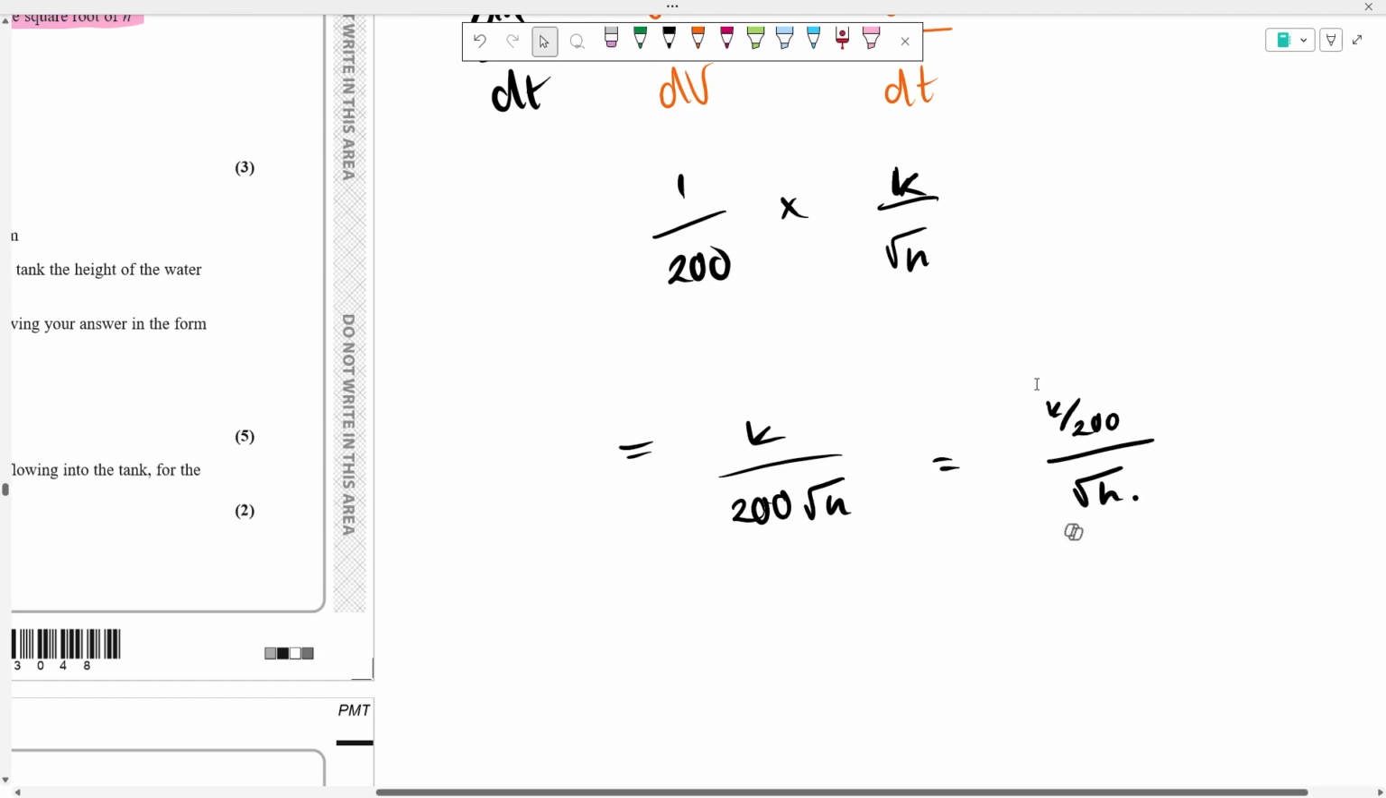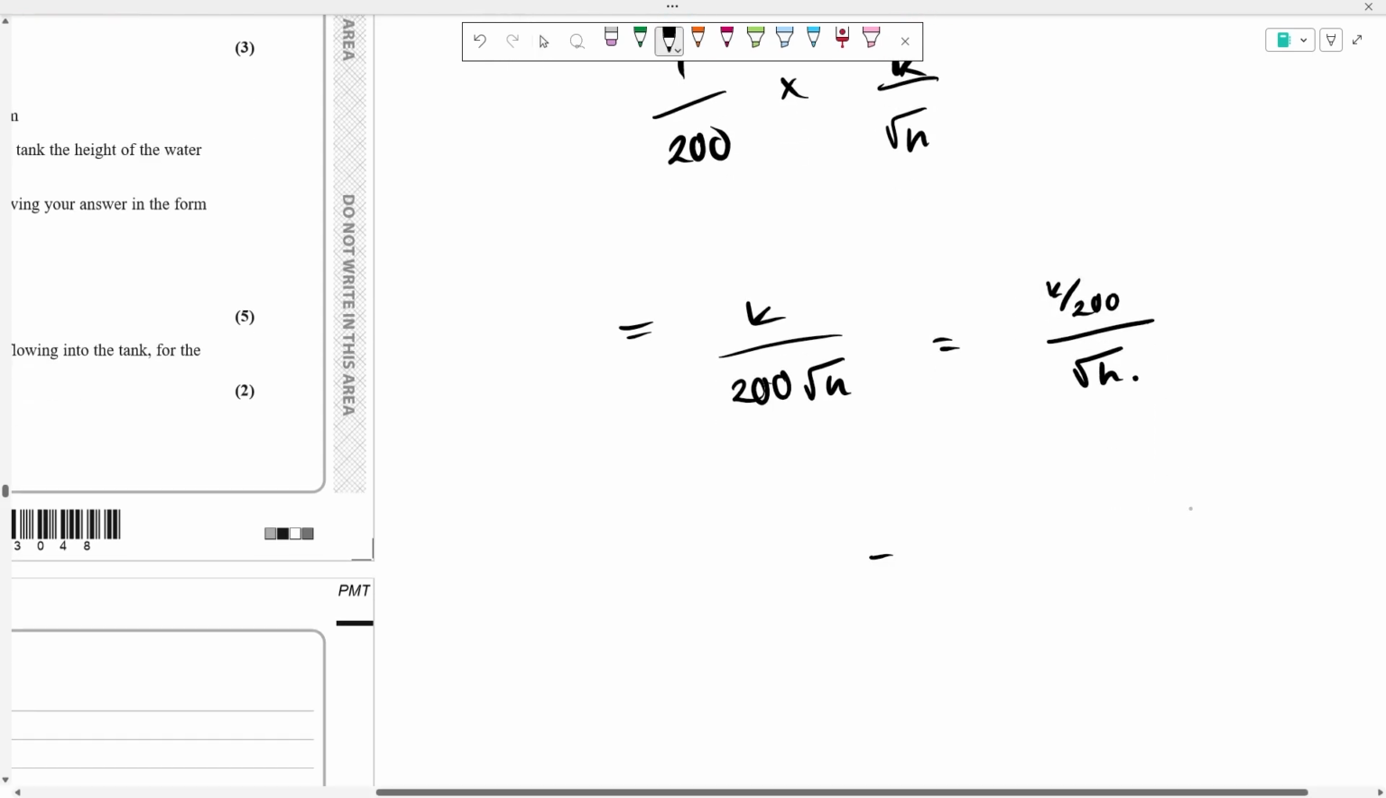Essentially, because k is a constant, that means this numerator is a constant. Therefore, this is some lambda. We don't know what that lambda is because we don't have the value of k. And we've proved that there's some constant on the numerator. Therefore, dh/dt must be some constant over root h.